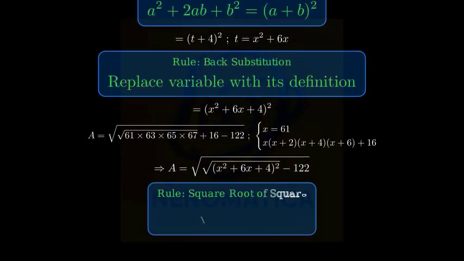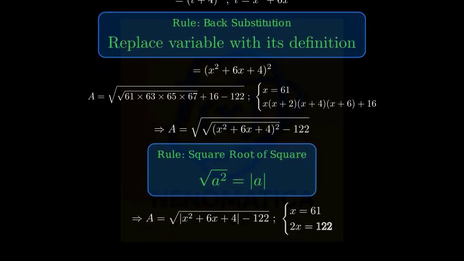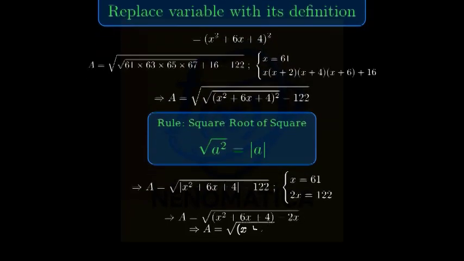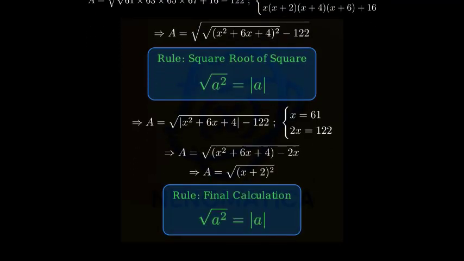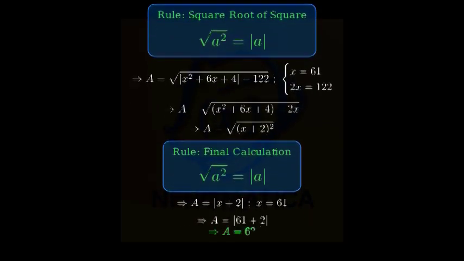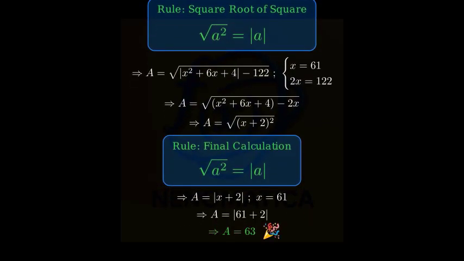The square root of a perfect square is simply the expression inside, so the square root of the quantity x squared plus 6x plus 4 squared equals the absolute value of x squared plus 6x plus 4. Since x equals 61, which is positive, we don't need the absolute value. We can simplify further to get a equals the square root of x squared plus 6x plus 4 minus 2x. This simplifies to a equals the square root of the quantity x plus 2 squared. Therefore, a equals the absolute value of x plus 2. Since x equals 61, a equals the absolute value of 61 plus 2, which equals 63.